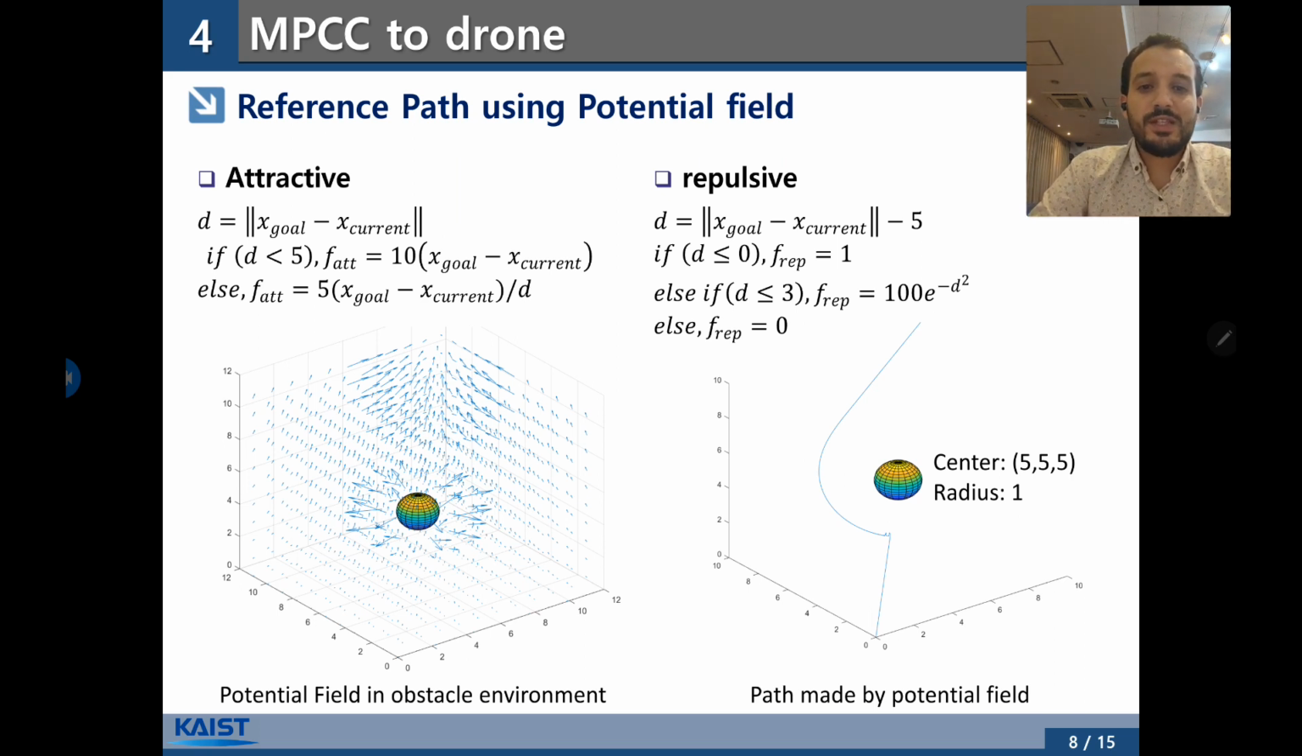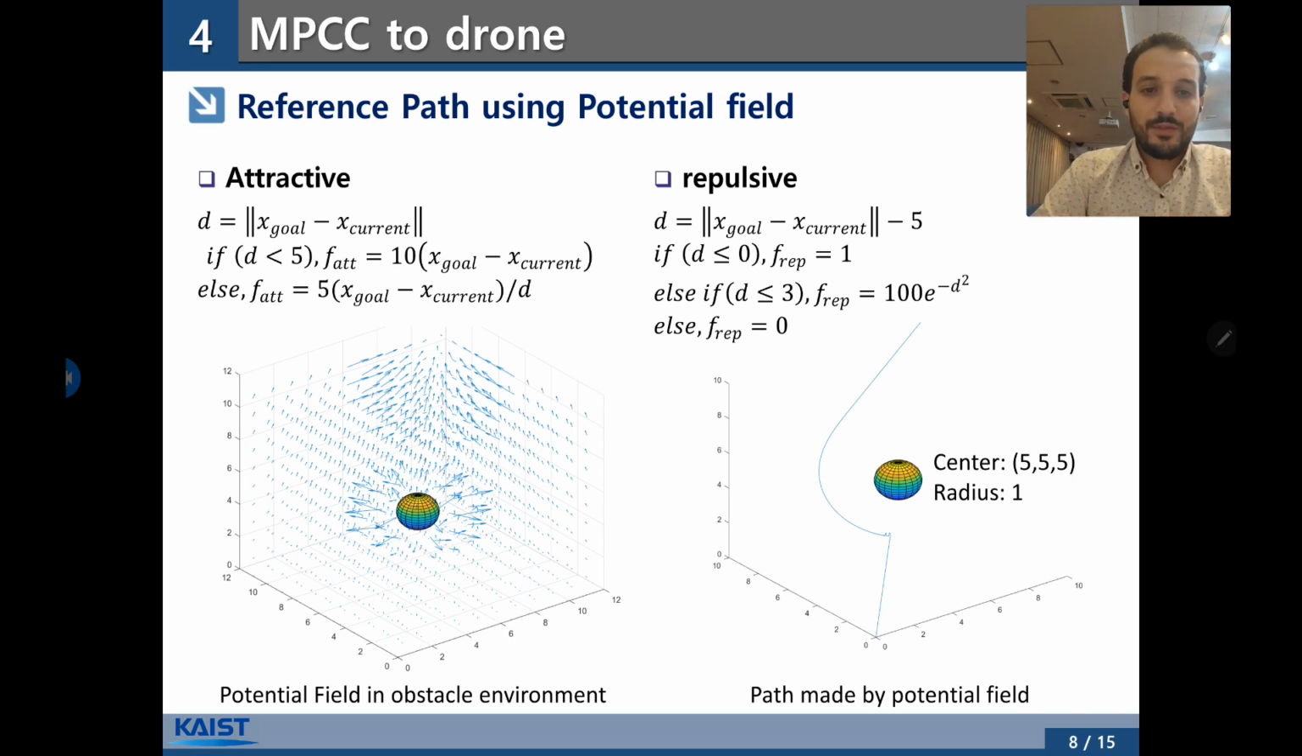For creating a reference path, we utilized the potential field method, which we learned in the class. To begin, we defined the start position as 0, 0, 0 and the goal position as 10, 10, 10. Additionally, we introduced a spherical obstacle with radius of 1, positioned at 5, 5, 5. It's an example. To construct the reference path, we assigned a higher attractive force as the drone approached the goal position. Simultaneously, we introduced a repulsive force to avoid the sphere obstacle, taking into account the size of the drone.